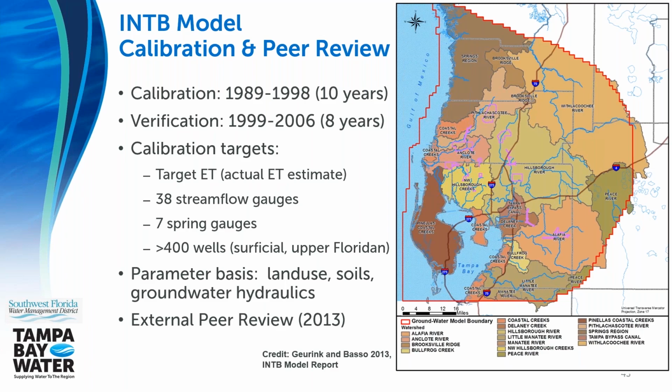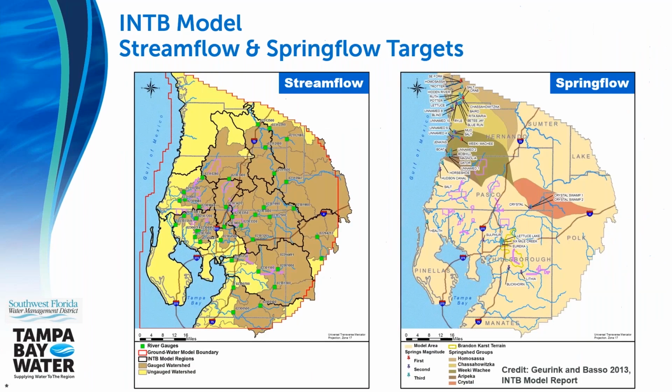The model was peer-reviewed in 2013 by a nationally recognized team of modeling experts. Springflow targets and streamflow targets include the locations seen on the screen. The dark brown areas are the gauged watersheds located over the 38 streamflow gauges.